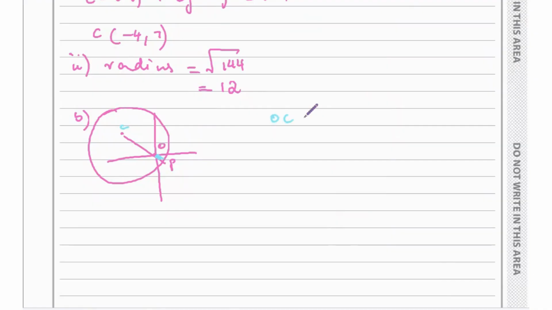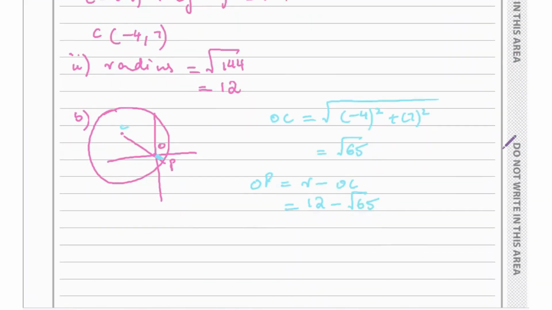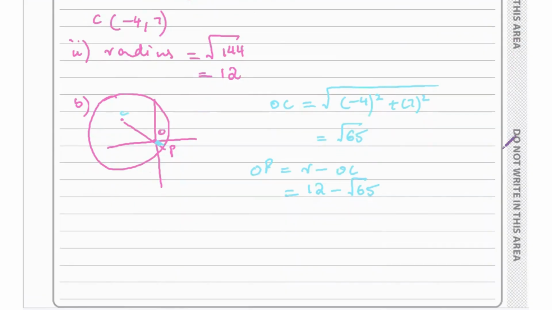So OC is going to be root of -4 squared plus 7 squared, which is going to give us a value of root 65. So OP is going to be R minus OC. R is 12 minus root 65. And that's the exact value of OP. And the question also said to find the exact length of OP. So you leave it as it is. You cannot further solve it. You don't need to convert it into decimals because it says exact length. So that's your answer.